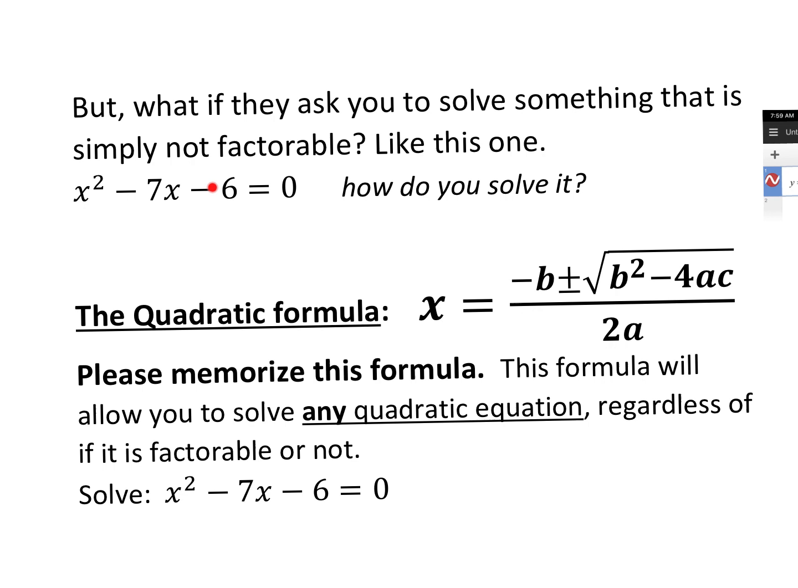Like this one. It says, how do you solve it? If you started thinking, well, I want to try to factor it, and you think, what times what is -6 and, if you add them together, is -7, it doesn't work. So how do you solve it?